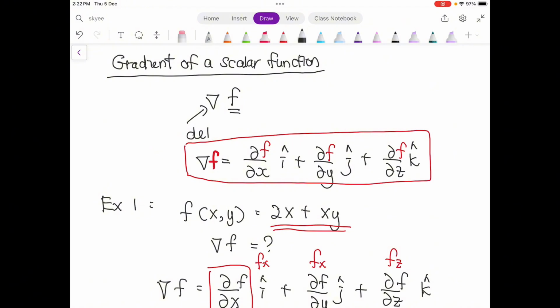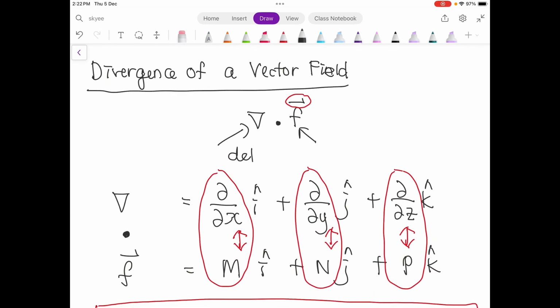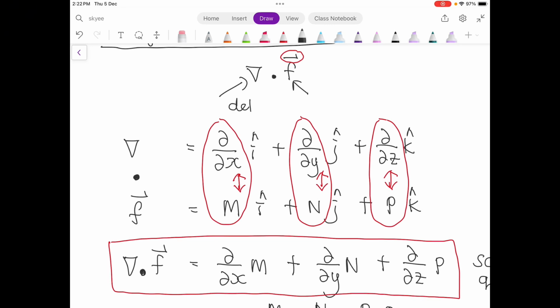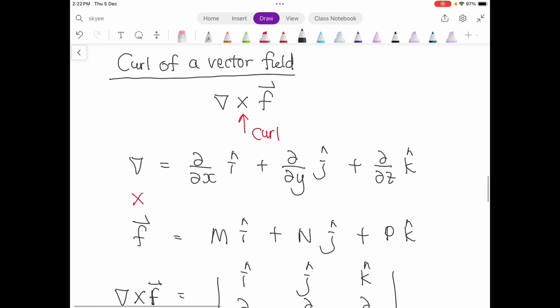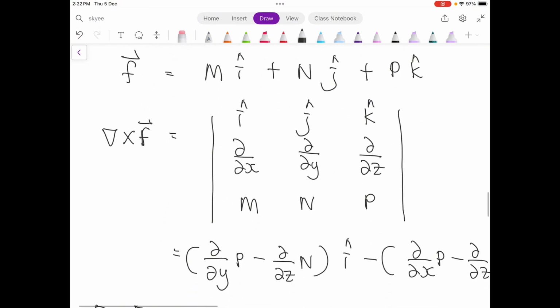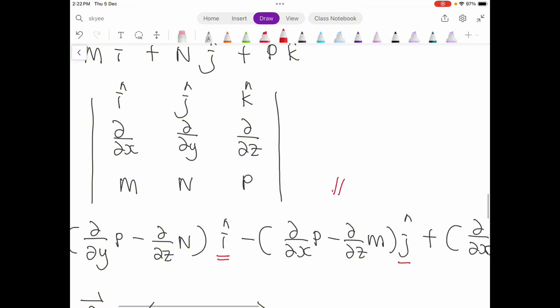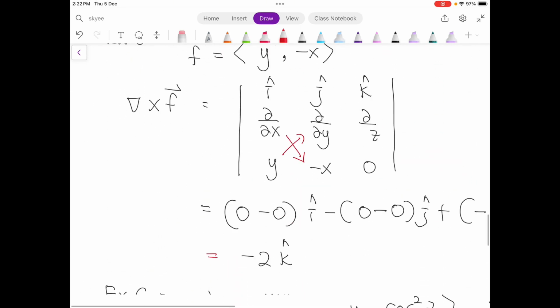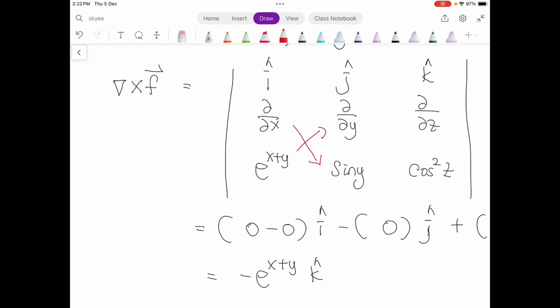So the gradient you calculate using this formula, and for the divergence you calculate using this formula, and the answer is a scalar. And lastly, you have the curl of a vector field where you perform the cross product. So the answer is a vector quantity, because you have ijk components. So this is all about today, to calculate these three terms. Please try the exercise. Thank you, class.